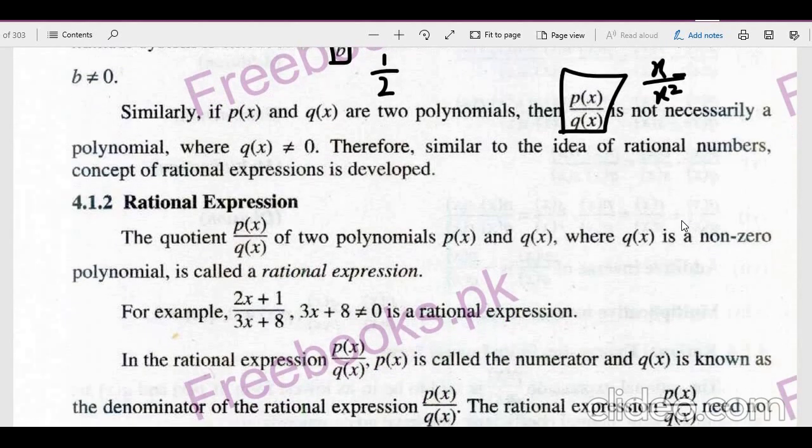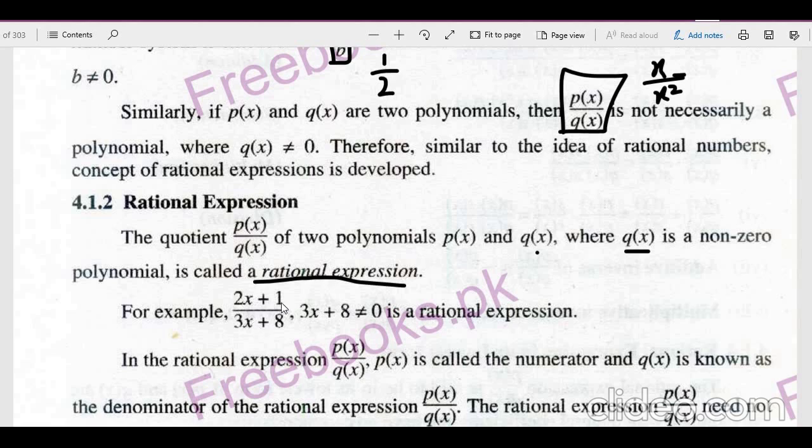For example, the quotient p of x over q of x of two polynomials, where p of x is a polynomial and q of x is also a polynomial, where q of x is a non-zero polynomial, is called a rational expression. Clear? Just like rational numbers, if we write our algebraic expressions in rational form, then it becomes a rational expression, because with rational numbers there are just numbers 1, 2, 5, 6. But if we write polynomials in rational form, then it becomes a rational expression.